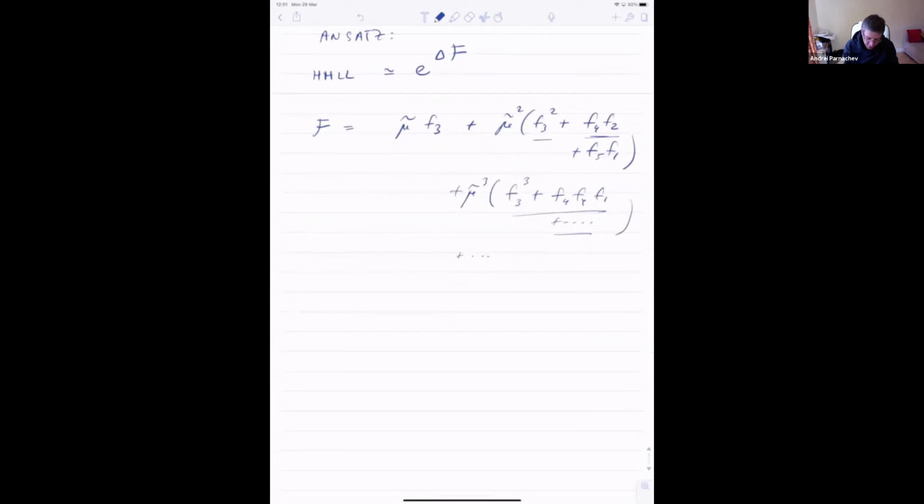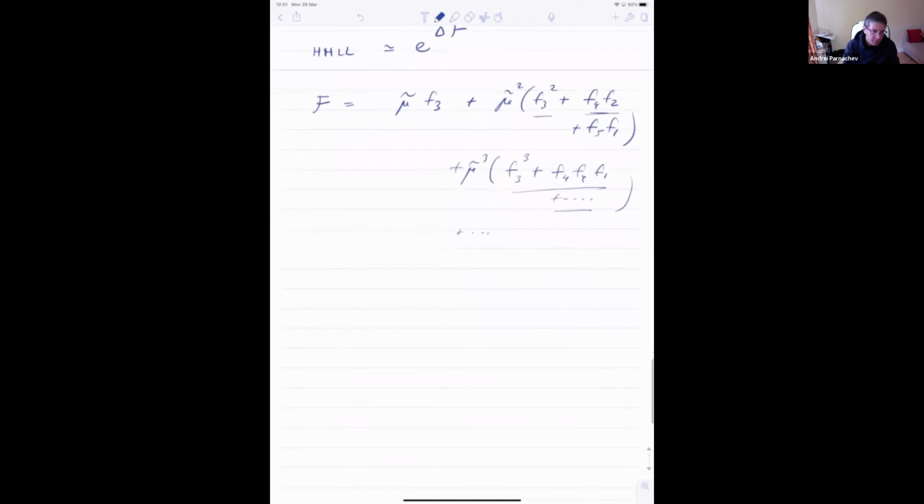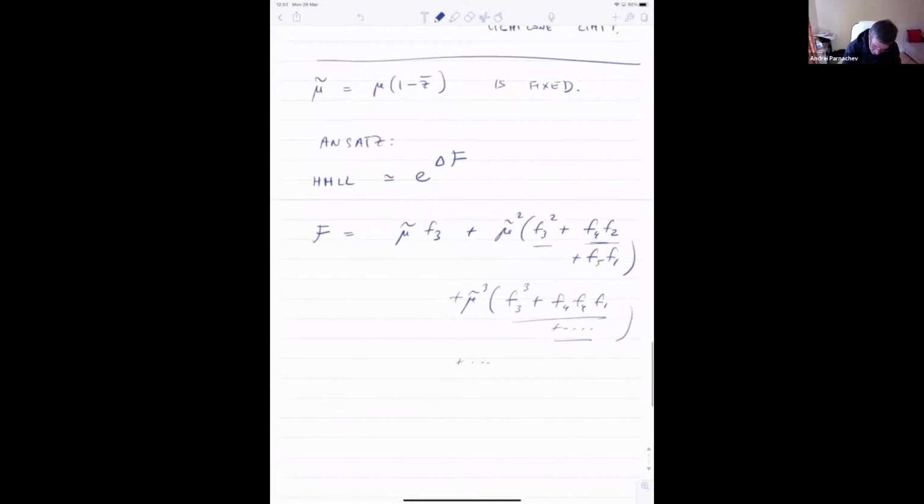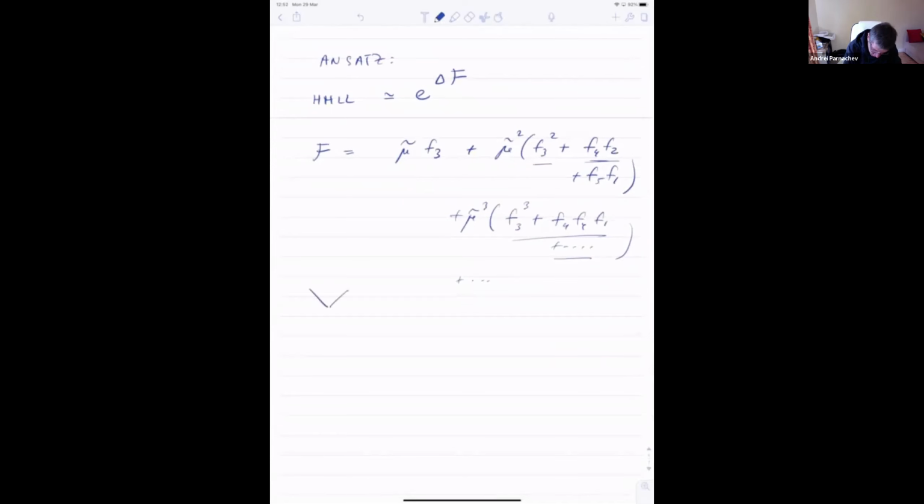Namely, we need to look at the cross channel. So far, when I was talking about the contribution of the multi-stress tensors, I was talking about the channel where I fused two heavy operators together and two light operators together, and multi-stress tensors propagated between. Now let me talk about the cross channel where I fuse heavy and light operators.